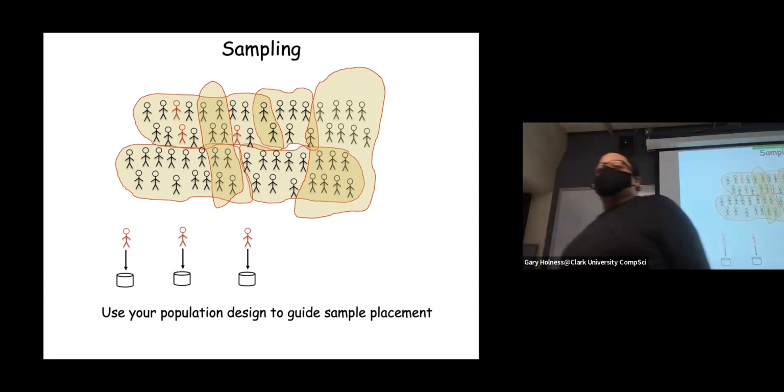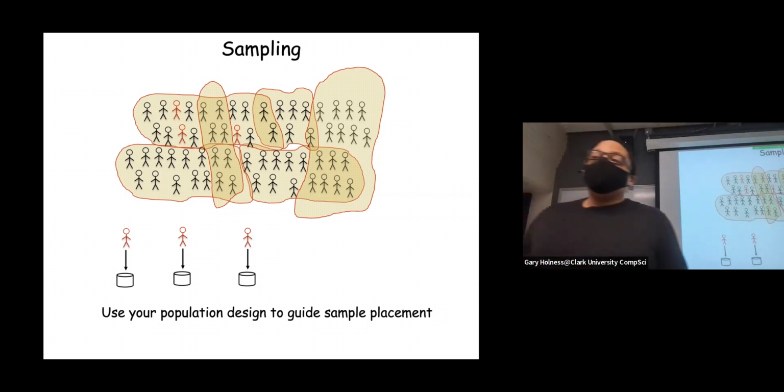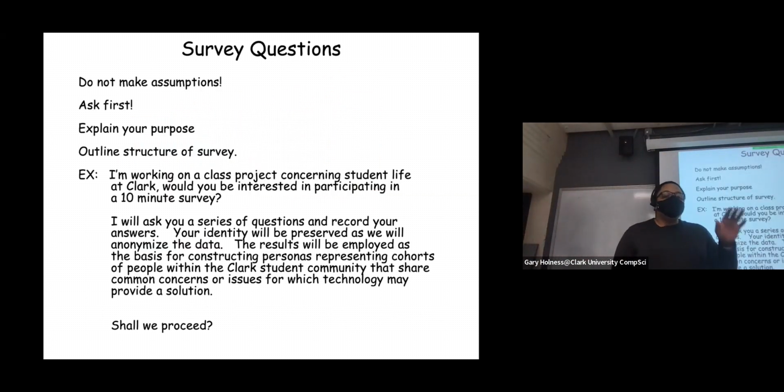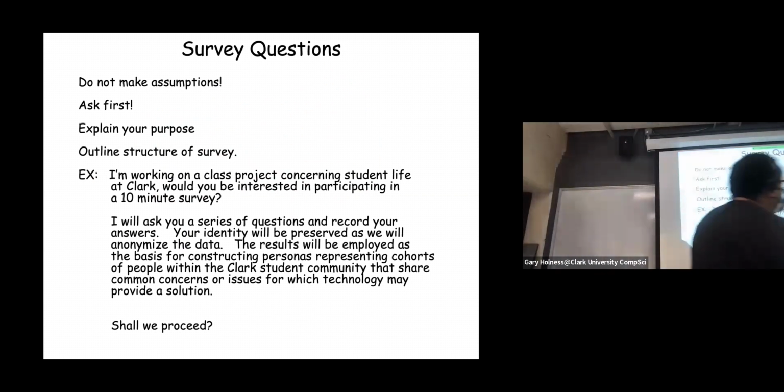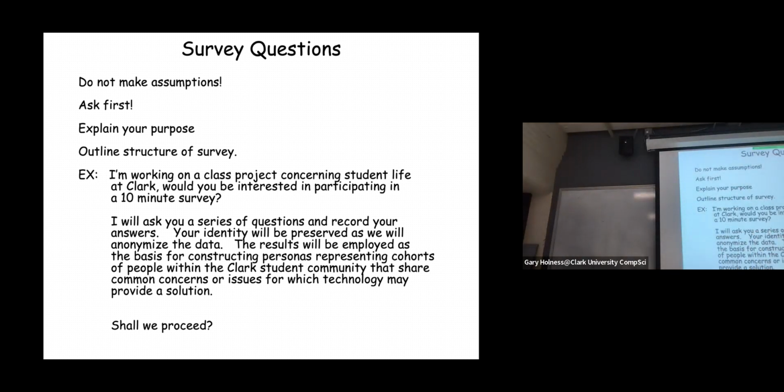And then once you collect all this data, you're going to analyze this data. Okay. And so don't make assumptions, right? Don't make assumptions, because the person that you contact, there are visible demographics, but there are many invisible demographics, things you would never know about the person unless you asked, right? So don't make assumptions. Secondly, when you're doing a survey, it's really important to explain your purpose, and you outline the structure of your survey so that the person you contact knows what he or she is in store for.